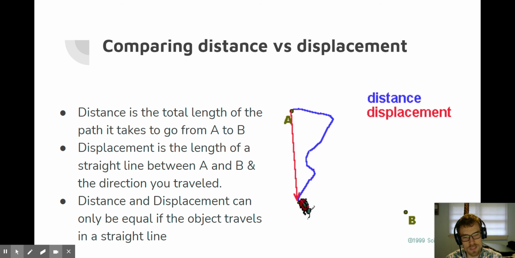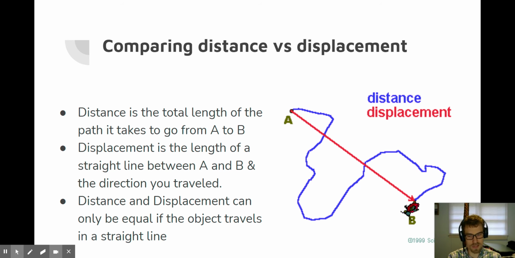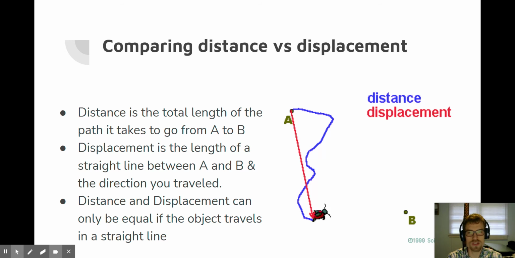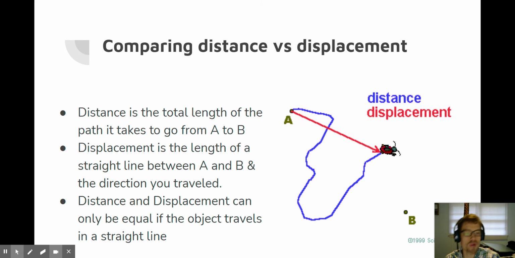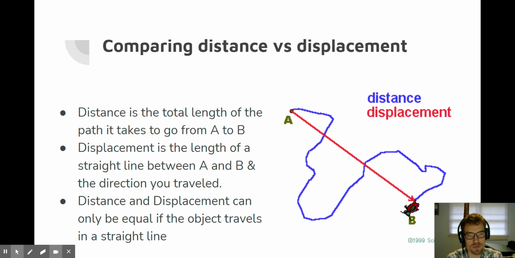Now, your distance and displacement can be equal, but only if the object travels in a straight line. If the object travels in a straight line, then the distance and displacement will be equal to one another. Displacement can never be greater than distance. Your distance will always either be equal to or greater than the displacement. And again, it's only going to be equal if the object travels in a straight line.